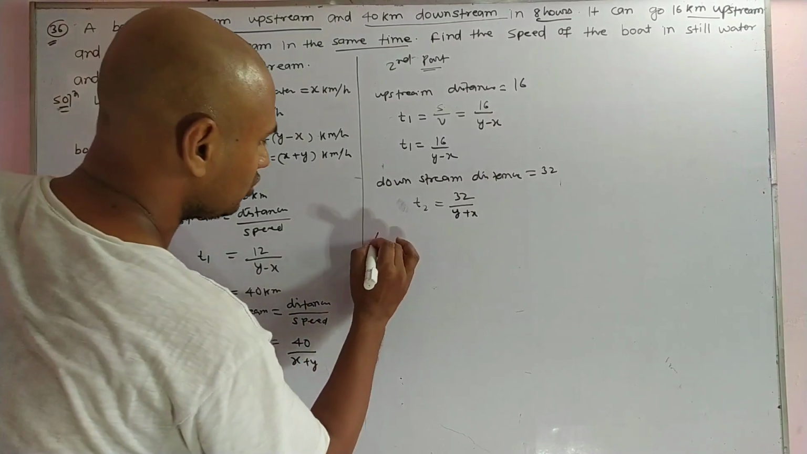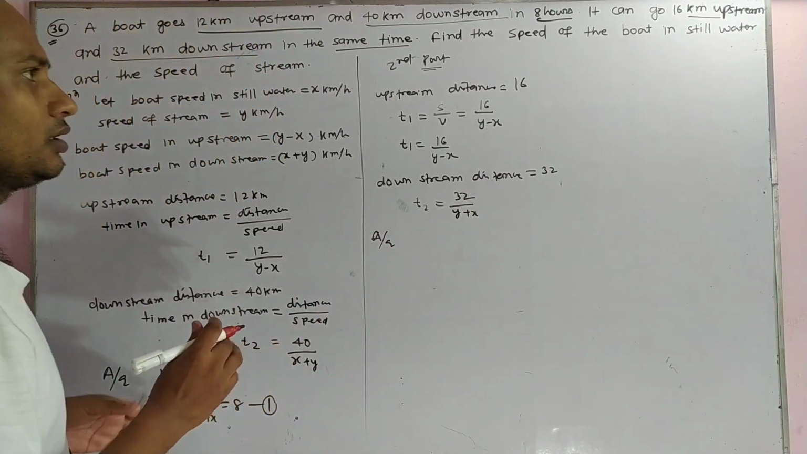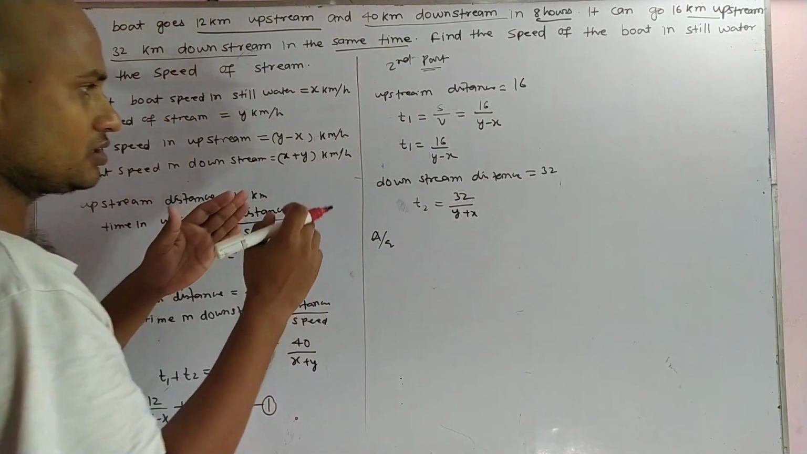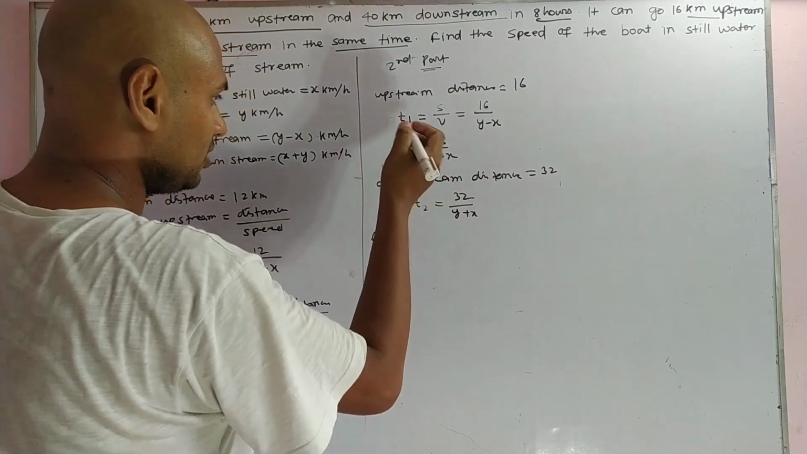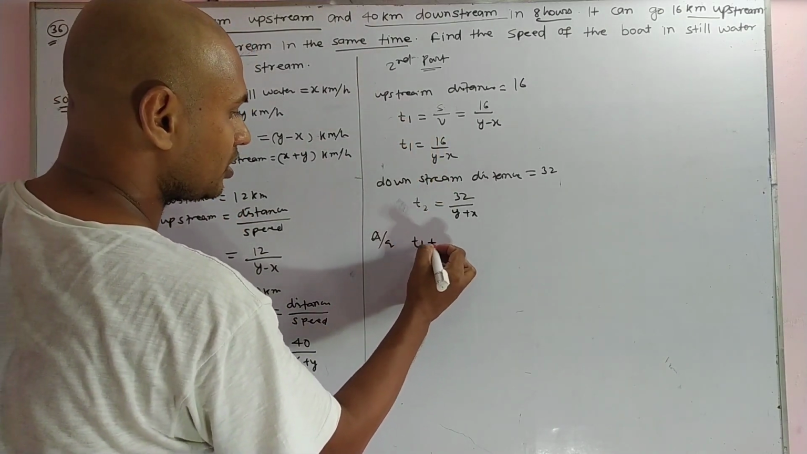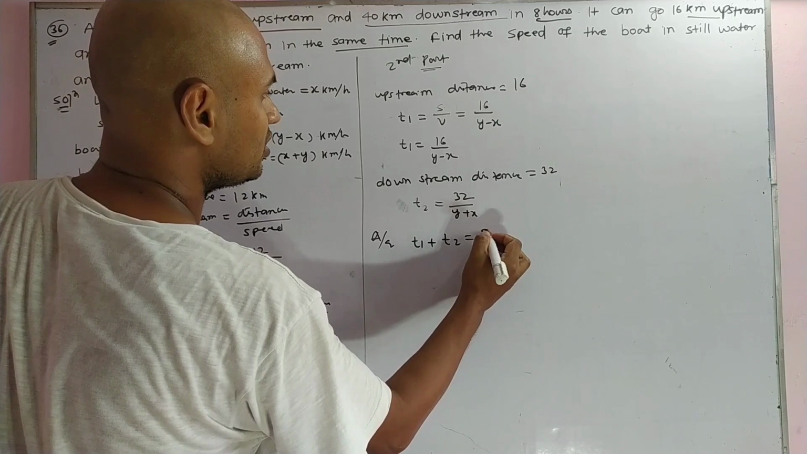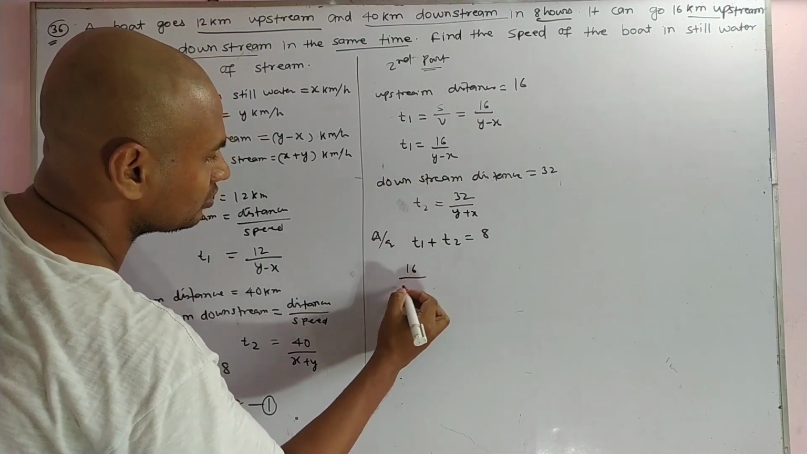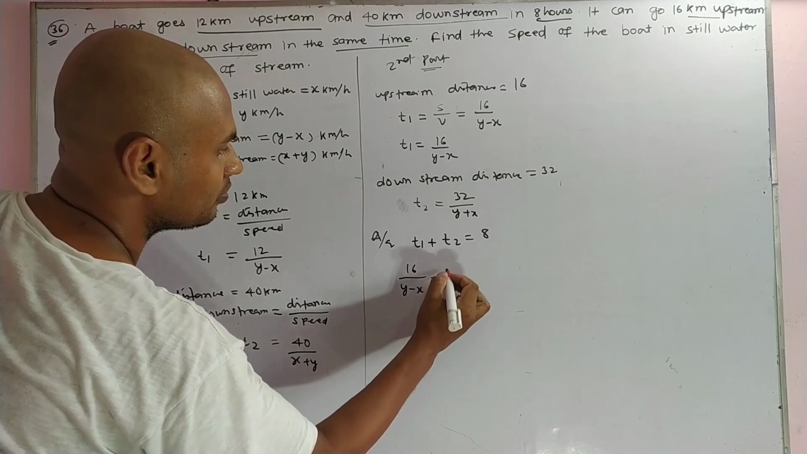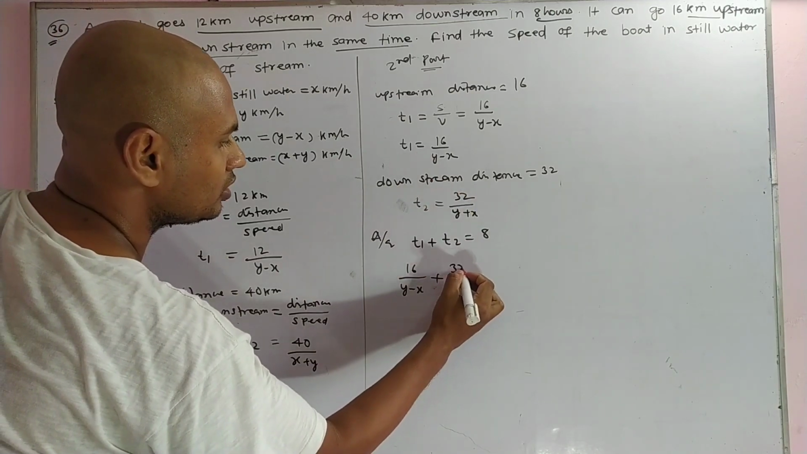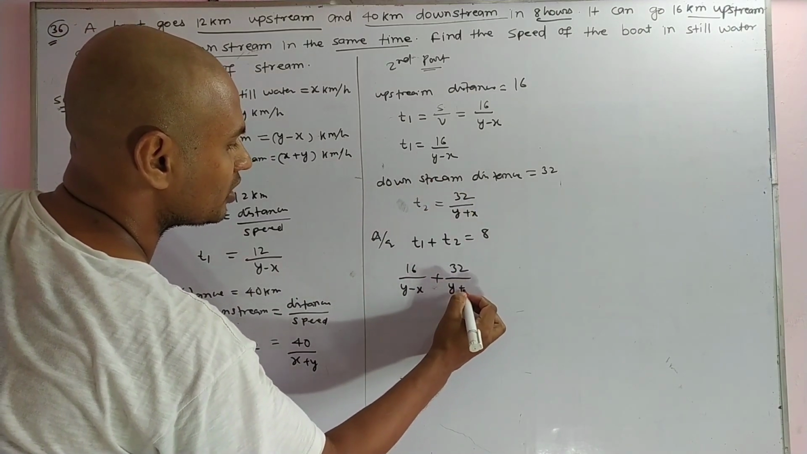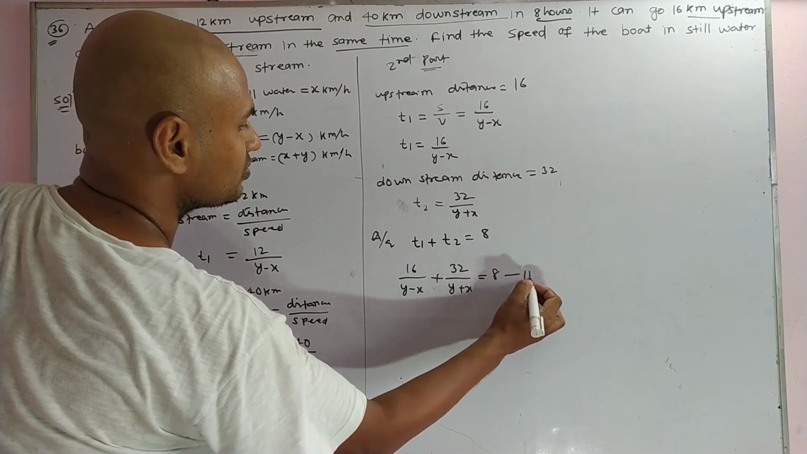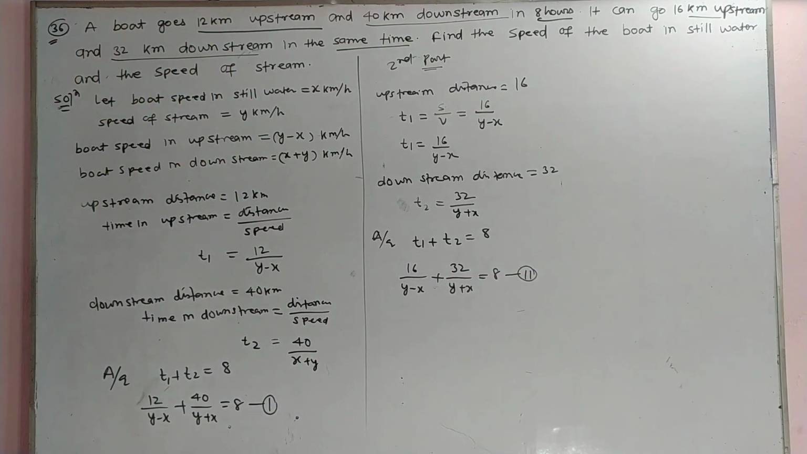Okay, and according to the question, you can write that in the same time. The question tells that it can travel in the same time. So t1 plus t2 equal to the same time, means 8 hours. So t1, that is 16 by y minus x, plus t2, that is 32 divided by y plus x, equal to 8. This will give equation number 2.